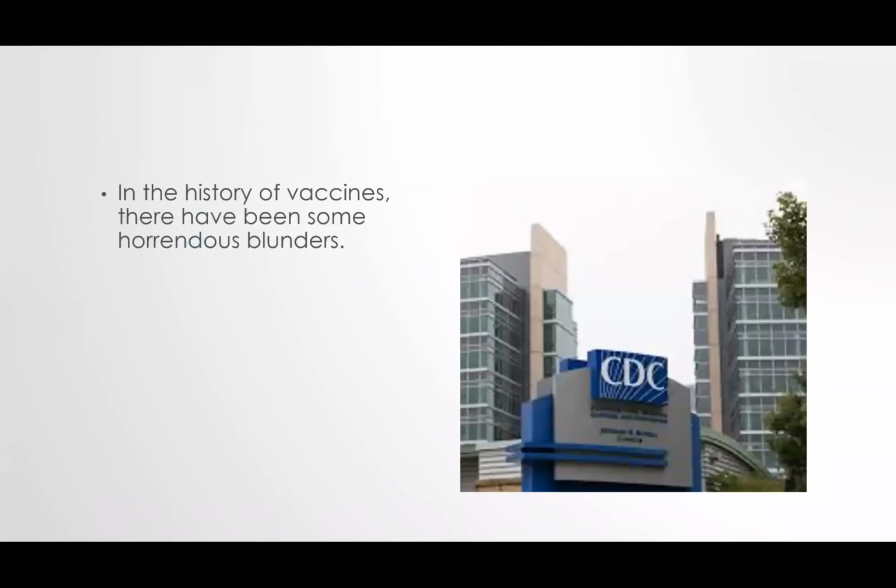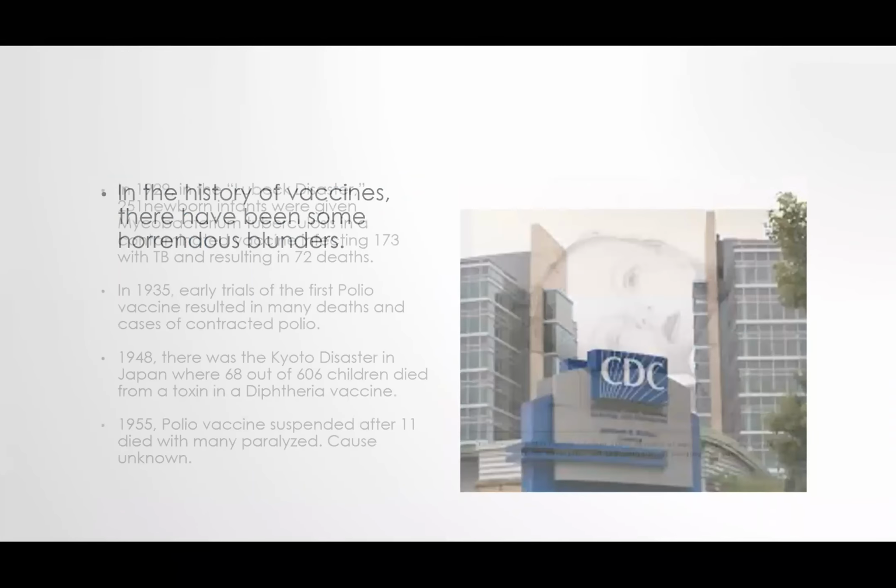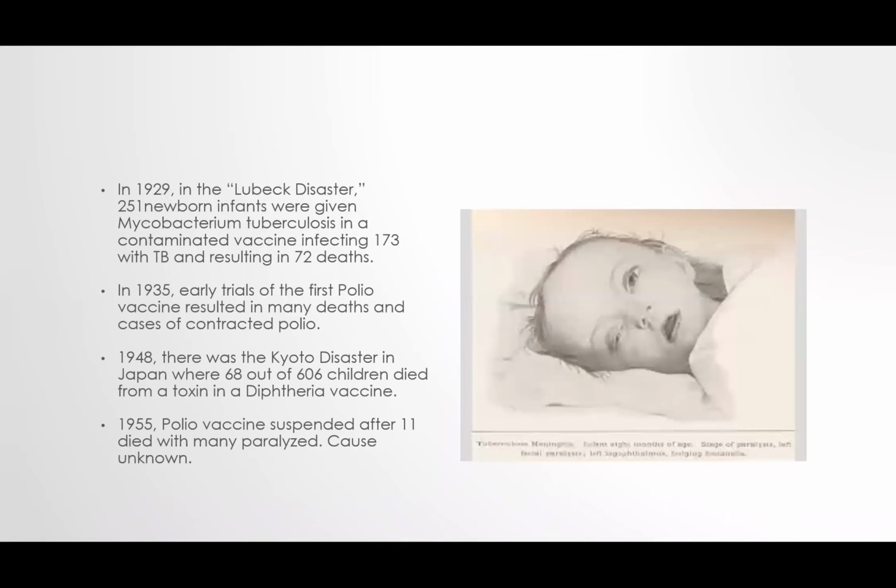In the history of vaccines, there have been some horrendous blunders. In 1929, in the Lubeck disaster, 251 newborn infants were given Mycobacterium tuberculosis in a contaminated vaccine, infecting 173 children with TB and resulting in 72 deaths.